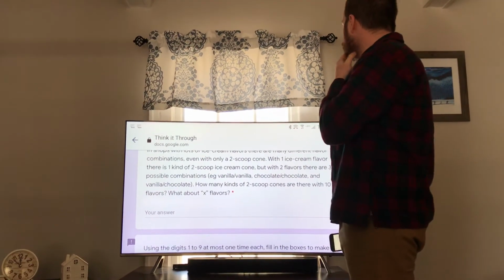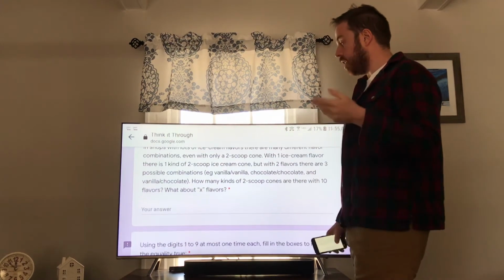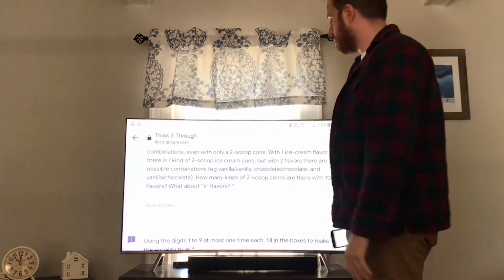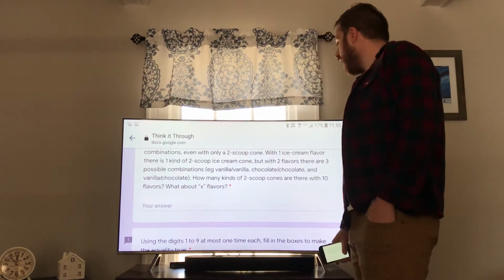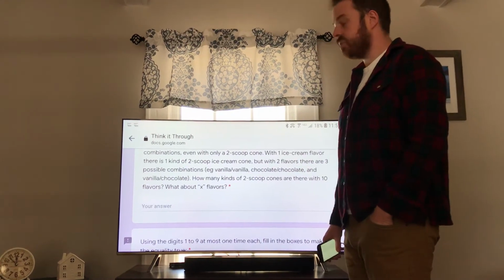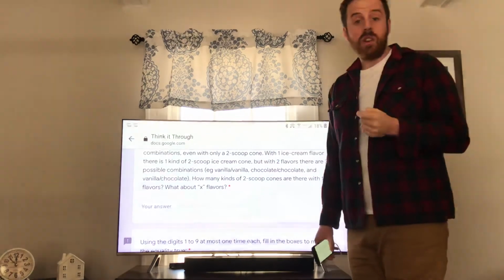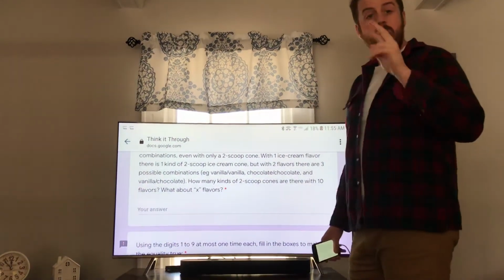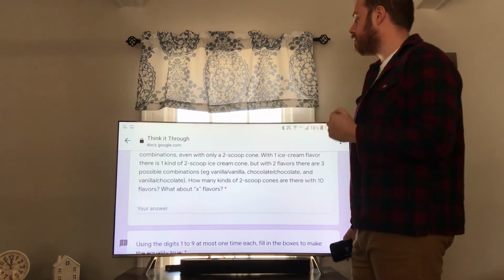How many kinds of 2-scoop cones are there with 10 flavors? What about X flavors, or unknown numbers of flavors? So the question is asking you, how many kinds of 2-scoop cones are there with 10 flavors? So what you could do to solve this problem is list out 10 ice cream flavors and match them up with pairs of 2. That would be a really great strategy to get this problem solved.